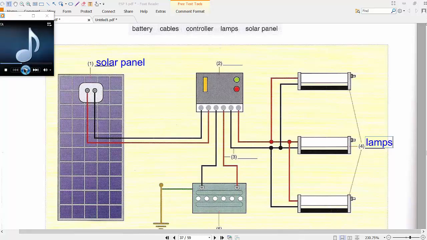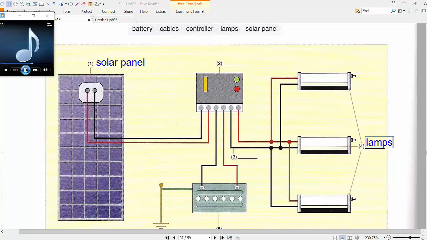Again. And here, on the right, you can see 3 lamps. These 3 long things, okay? And there, between the panel and the lamps, you can see a controller and a battery. A controller and a battery.